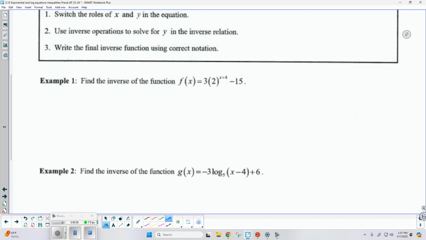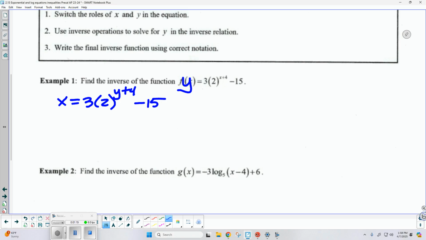I want to find the inverse of f of x equals 3 times 2 to the x plus 4, minus 15. So I'm going to start by replacing f of x with y. Okay. Now the first step is to always go ahead and switch the positions of x and y. So I'm going to say x equals 3 times 2 to the y plus 4, and then minus 15. Okay.